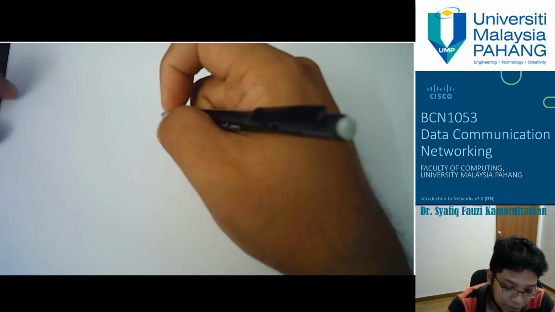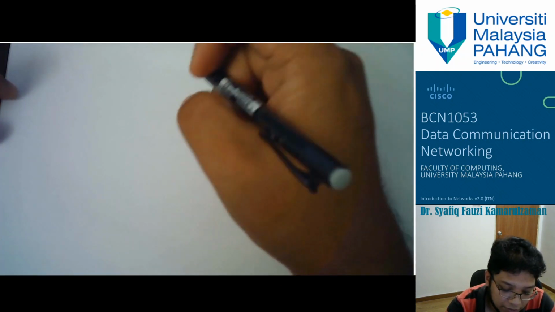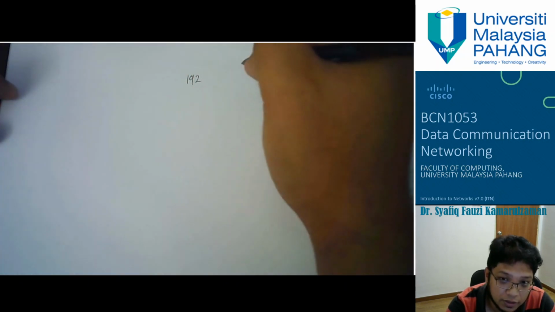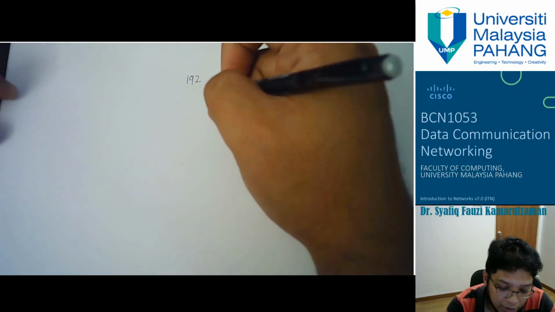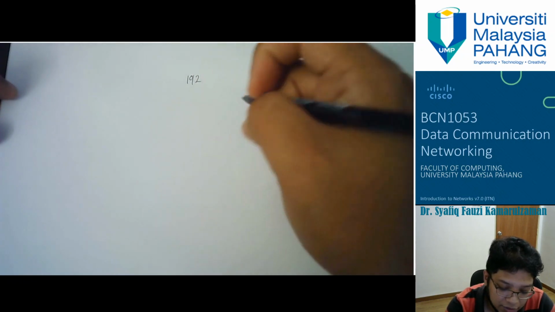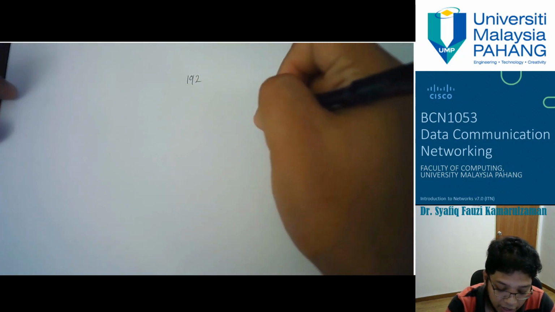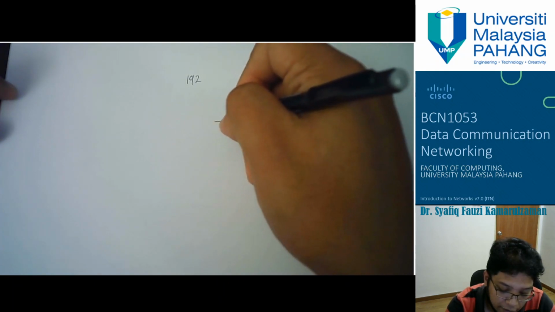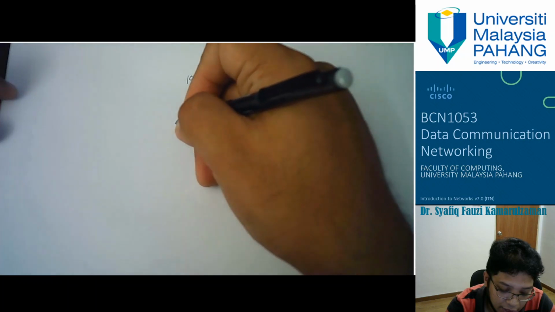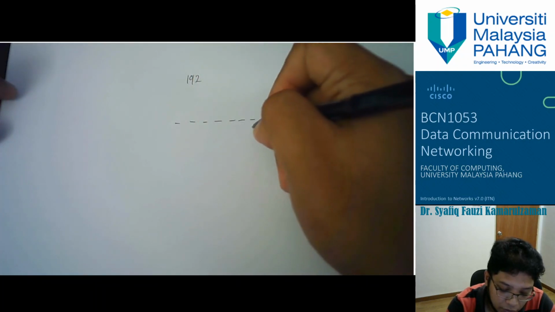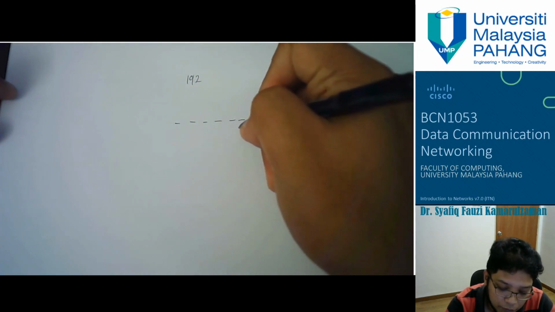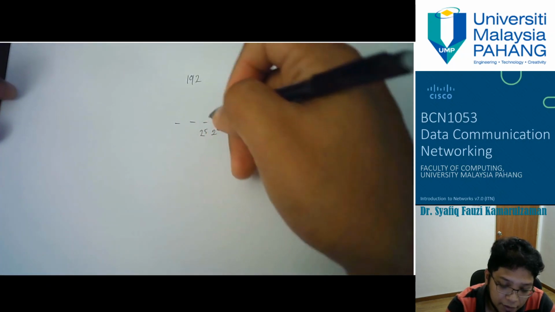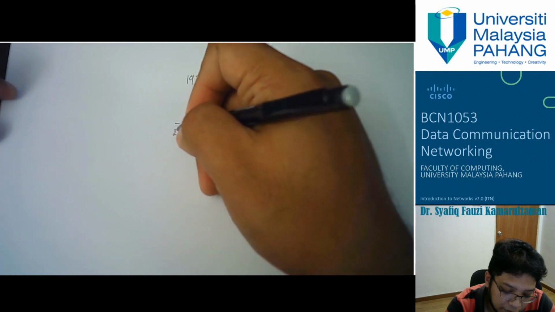So for example, I give you 192, and you want to convert it into binary. Basically, you draw 8 boxes that represent the 8 bits. 1, 2, 3, 4, 5, 6, 7, 8. So this represents 2 power of 0, 2 power of 1, 2 power of 2, 2 power of 3, 2 power of 4, 2 power of 5, 2 power of 6, and 2 power of 7.